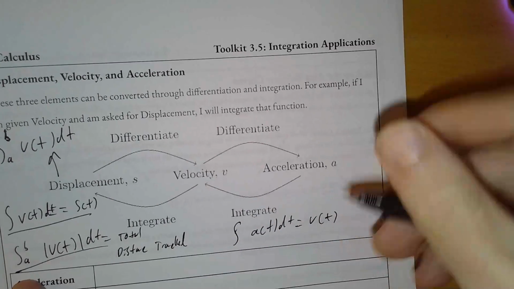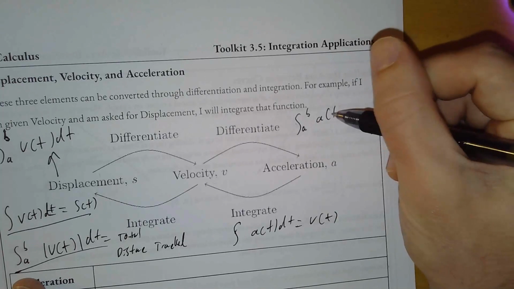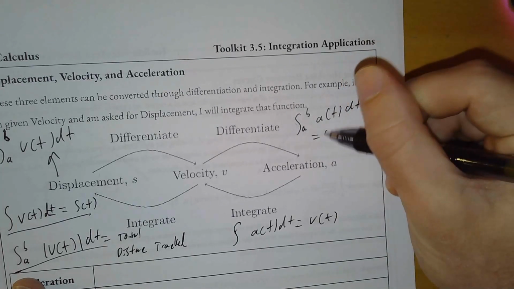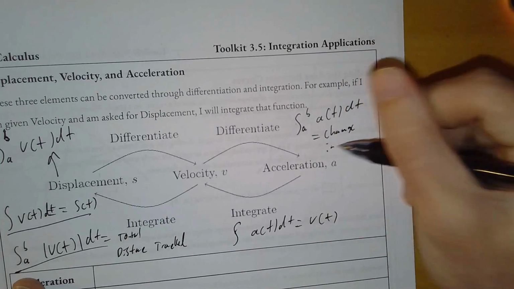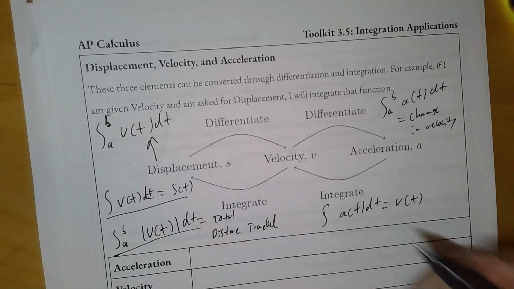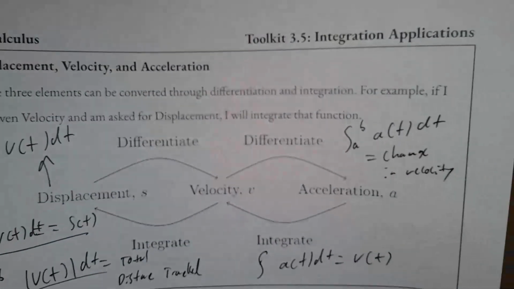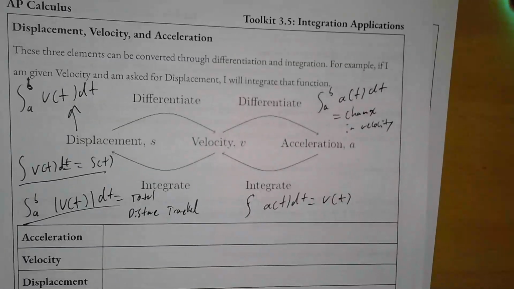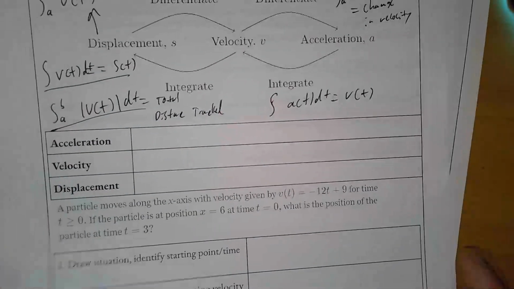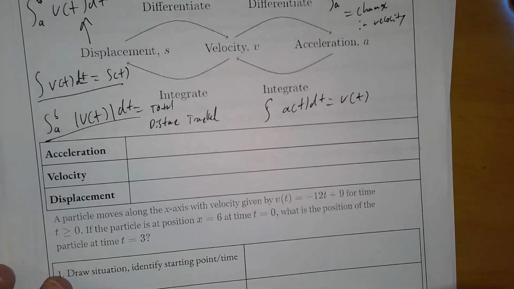But if I took the definite integral, say from a to b of a of t dt, this is going to give me the change in velocity. Similar to how displacement is the change in position, the definite integral of acceleration is giving me the change of velocity. So I think that'll start to make more sense the more we do the problems here, but that's the key. So acceleration, velocity, displacement. I will go over all this on the other side.